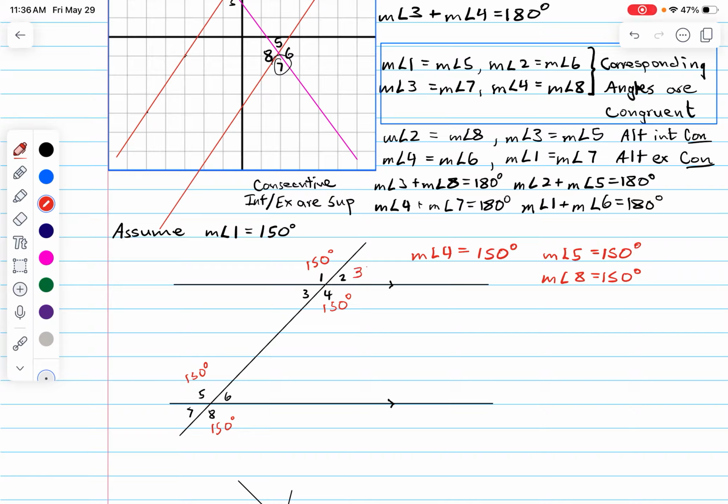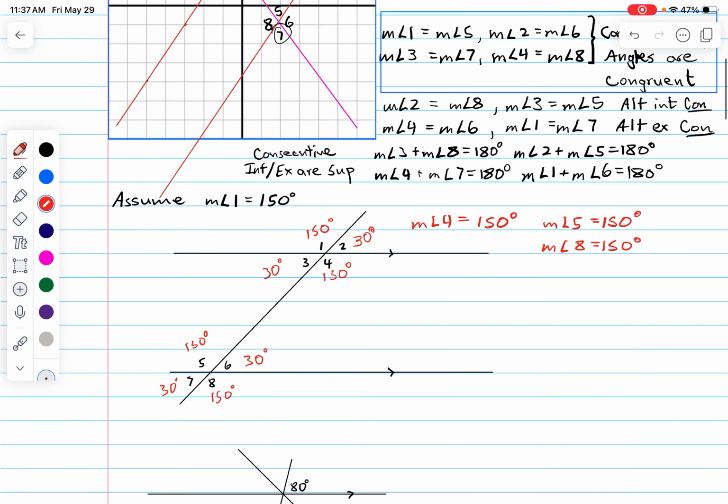Now, everything else is going to be supplementary. So angle 2, 30 degrees. Angle 3, 30 degrees, because those are vertical angles. Then you have corresponding angles down here, 30. And there you have a vertical angle, 30. So all the other angles are 30. Okay? So you get the congruent ones, the vertical, and then everything else is supplementary. See? So 3 is supplementary to 1. 2 is supplementary to 4 and 1. But you see how this works. It looks like a lot, but it really makes sense. There's only congruence and supplementary.